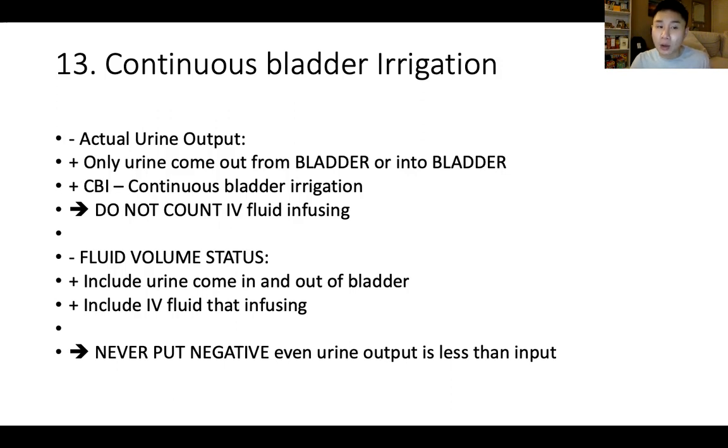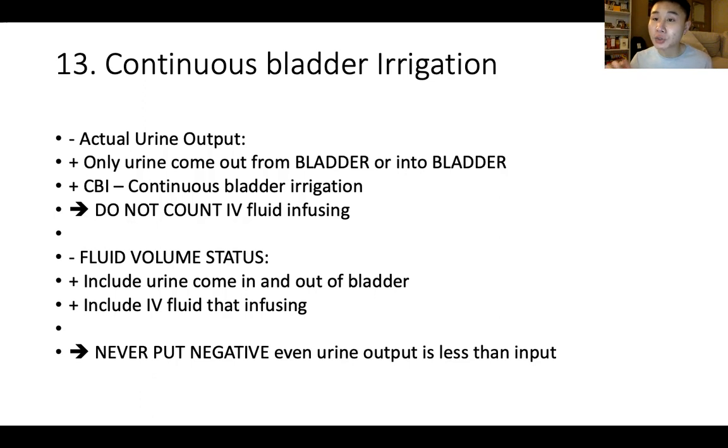So actual urine output, only urine come out of the bladder or into the bladder. So actual urine output, meaning the question will ask you guys, what is the actual urine output of this patient? So how do we calculate it? We combine only the urine come out of the bladder or into the bladder. So the CBI, the continuous bladder irrigation, is directly to the bladder, so we include it, all right? So for example, the patient pee 200 milliliter and we irrigate the bladder 50 milliliter. That is the total of 250 milliliter for actual urine output, 250, okay? Not just 200. 250.